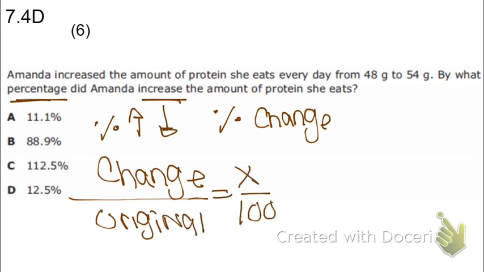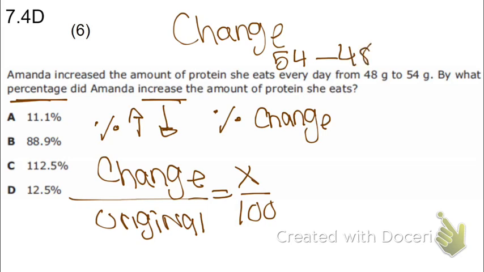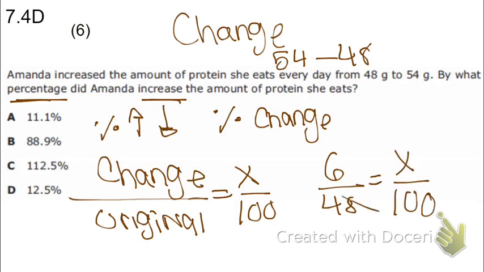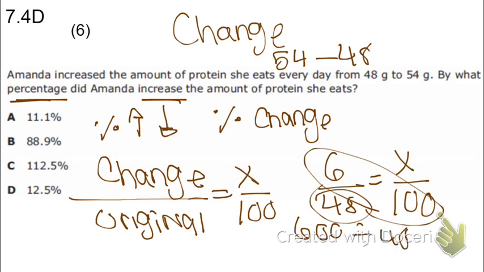And so the change is 54 minus 48, which is a change of 6, over the original, which is 48, is equal to x over 100. 6 times 100 is 600. 600 divided by 48 is 12.5%.